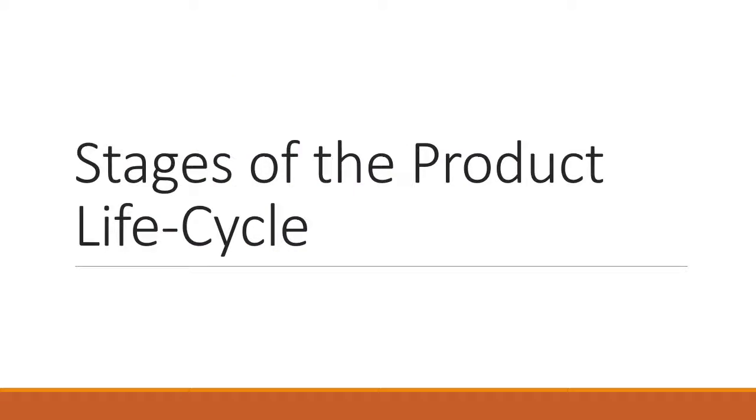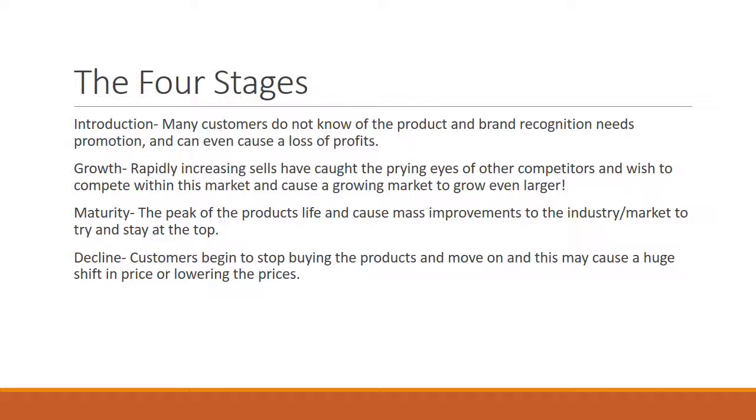Stages of the product life cycle. The four stages are introduction, growth, maturity, and decline. Introduction is whenever you first start off and you have your product out there and it's just beginning. There's no competition. It's just you and your product. And you will have the most loss of profits too.